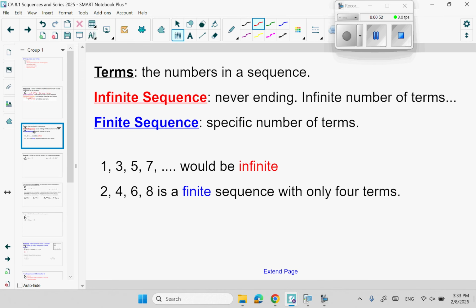Terms are just numbers in a sequence. An infinite sequence doesn't end, it has an infinite number of terms. A finite sequence has an end. So, for example, here, this would be an infinite sequence, because, well, I have 4 terms right here, but it has dot, dot, dot, so it would keep going. Here, this is a finite sequence, it only has the 4 terms.